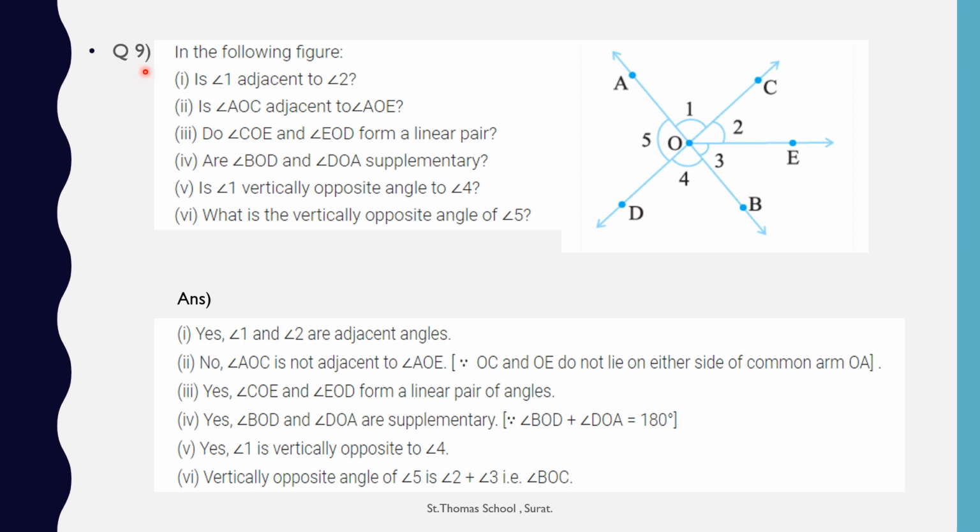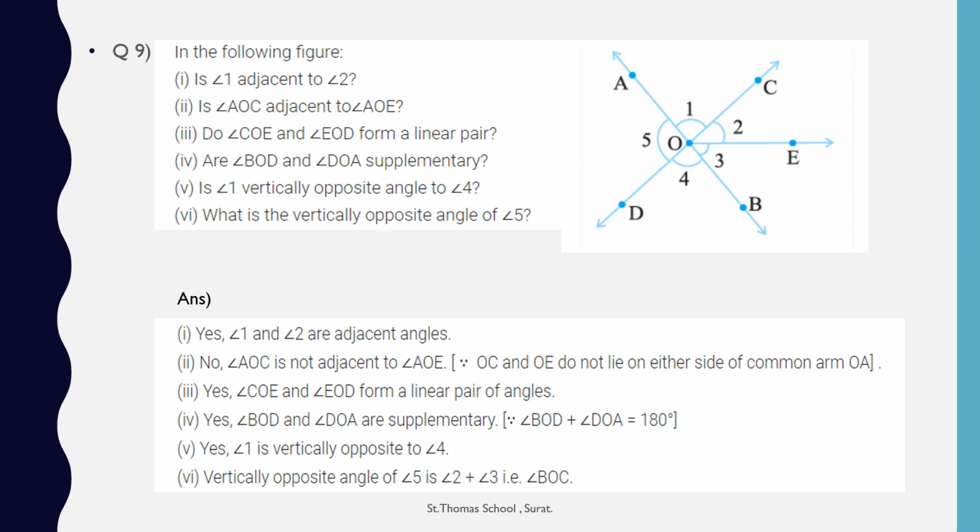Question number 9. In the following figure, is angle 1 adjacent to angle 2? Question 2. Is angle AOC adjacent to angle AOE? So they gave 6 questions like these. You have to look at the figure and check angle 1 and angle 2, whether they are adjacent angles, yes or no. So let's check. Angle 1 means AOC and angle 2 means EOC. Right?